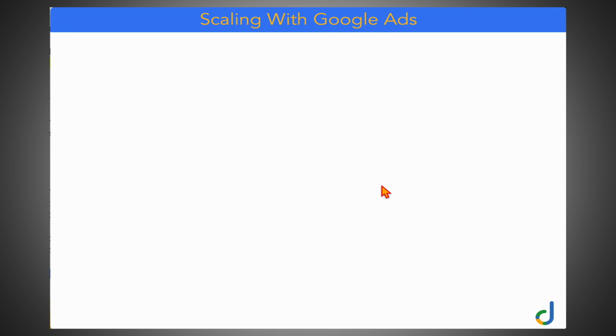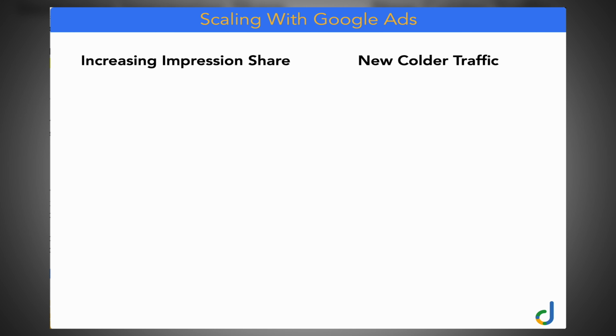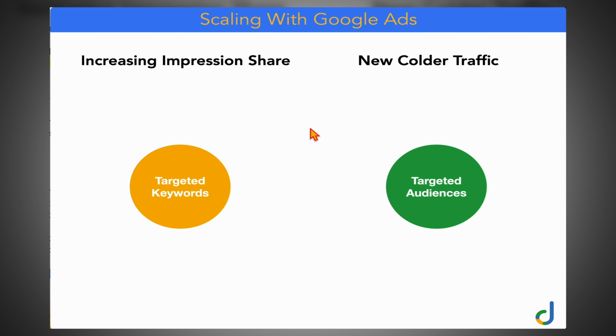Let's go. So when it comes to scaling or increasing the spend on your Google Ads campaigns, there are actually only two ways that you can do it. You increase your impression share or you reach out to new, colder traffic. Now, the easiest way to scale your account is this first option of increasing your impression share. What happens with increasing our impression share is that we go to our targeted keywords and then reach out to similar and related keywords.